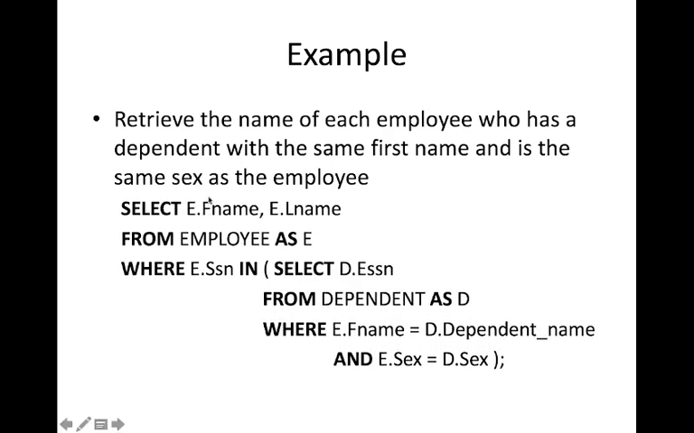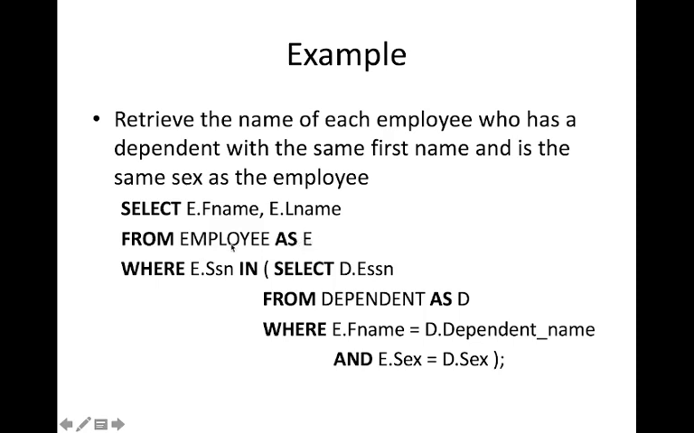So we can write it like this: select e dot f name. So we are using aliasing, employee as e, because we need to compare the sex values. We have employee sex and dependent sex. In both the tables, the attribute name is sex, so we cannot write sex equal to sex. For that, we are using this aliasing.